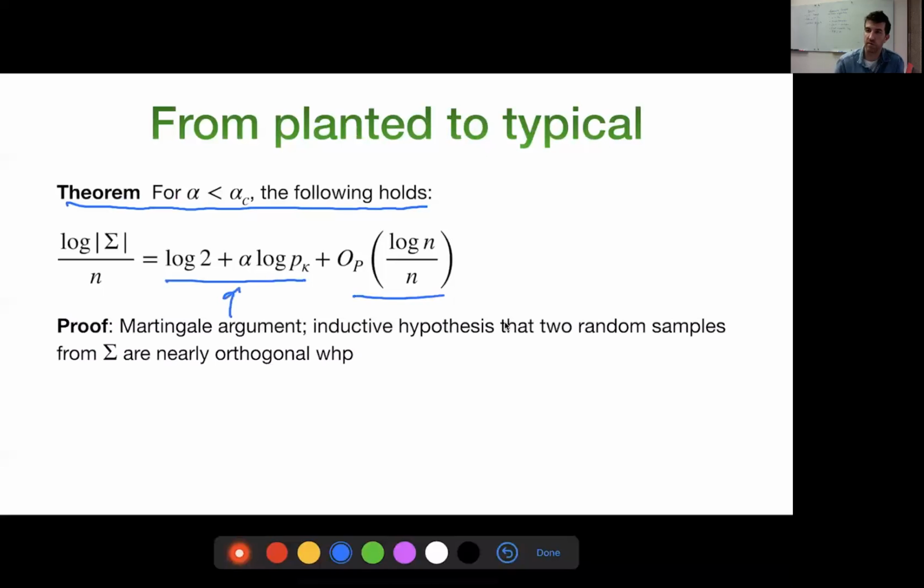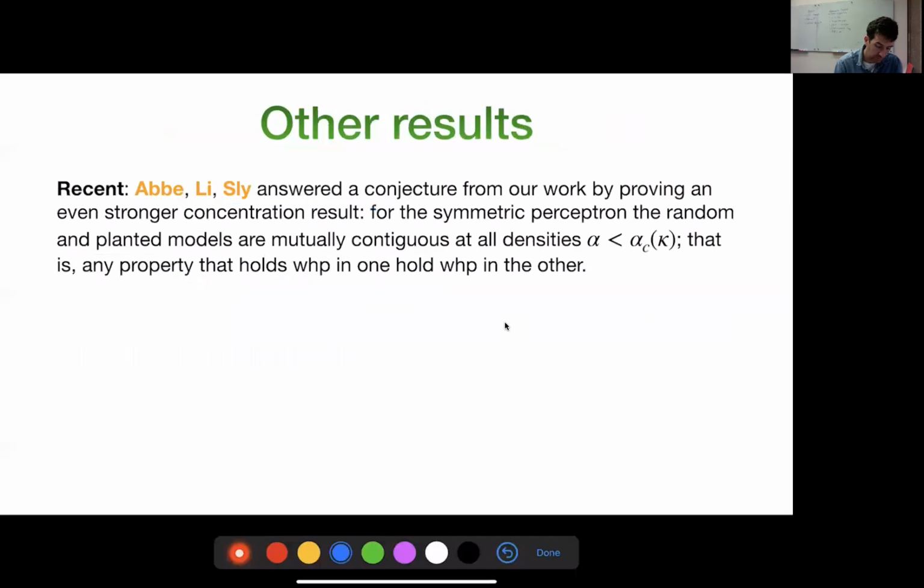And okay, so this is probably the interesting technical part of the paper. It goes by a martingale argument. So we have some inductive hypothesis about how two random samples from the solution space at a certain step in the process are nearly orthogonal with high probability, and somehow we can use this inductively. Okay, so that's basically what I want to say about this paper.